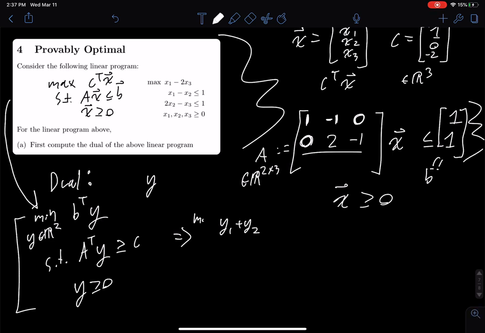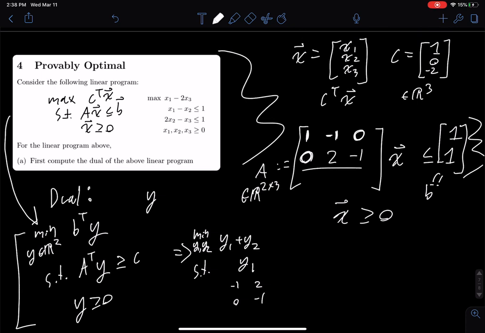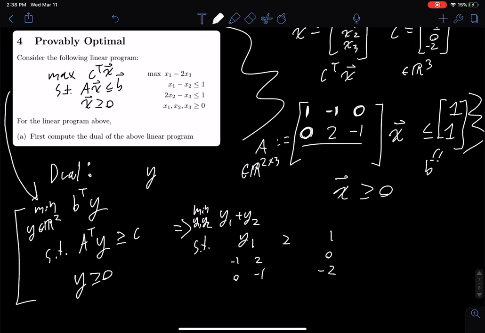So we're going to be minimizing over Y1, Y2, Y1 plus Y2, subject to, so we're going to take the transpose of A, which is 1, 0, negative 1, 2, 0, negative 1, and we're going to be multiplying the vector Y by this. So we have 1 times Y1 plus 0 times Y2, so this is just going to be Y1, is greater than or equal to C1, which is 1. C is 1, 0, negative 2. So we'll have Y1 is greater than or equal to 1.